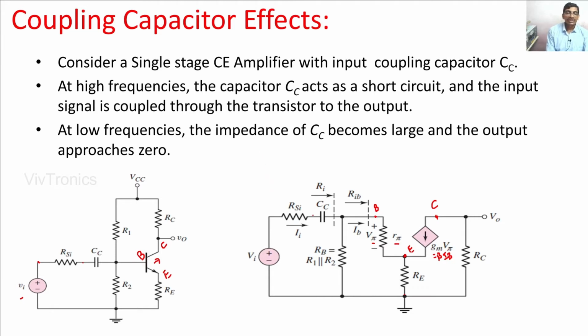At high frequencies, we can neglect the CC capacitance because it acts like a short circuit, but at low frequencies we cannot neglect it because it has very high impedance. Therefore, in the equivalent circuit we have shown the CC capacitance. After RSi, we have added the CC capacitance, and at the input side we have the two resistances R1 and R2. As we are doing AC analysis, all the DC sources are grounded. Therefore, R1 and R2 are in parallel, shown as the base biasing resistor RB equal to R1 parallel R2.